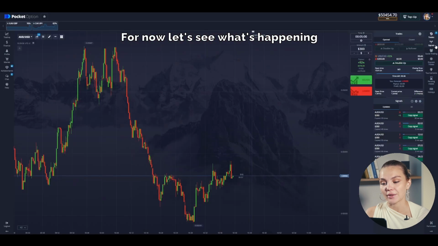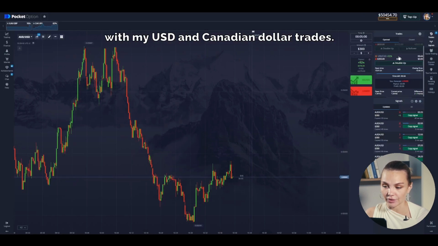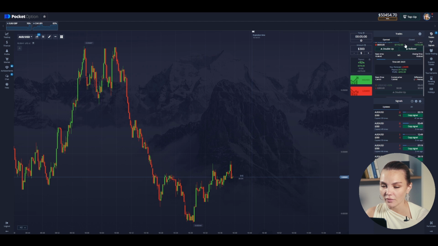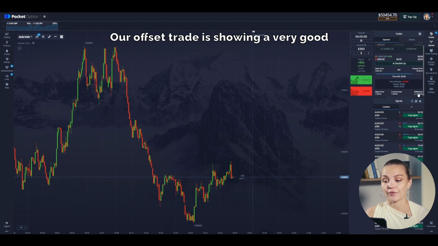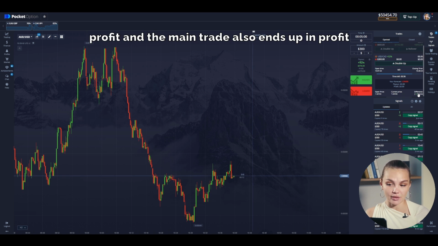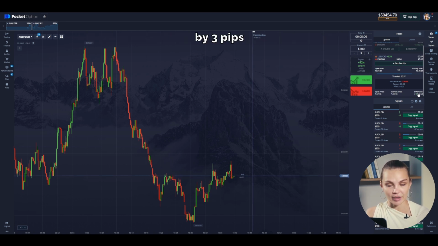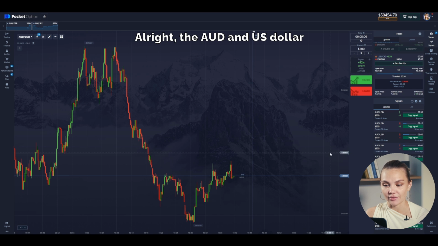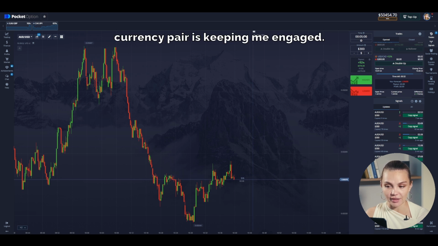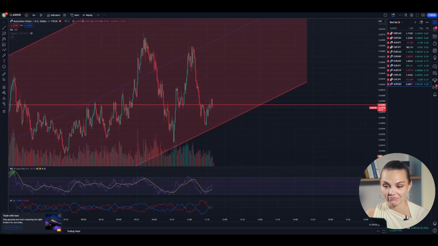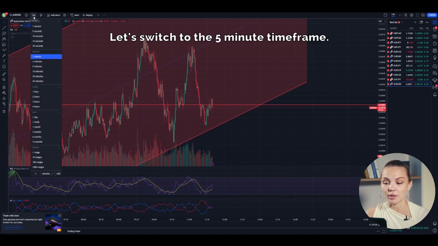For now, let's see what's happening with my USD and Canadian dollar trades. Here everything looks good. Our offset trade is showing a very good profit, and the main trade also ends up in profit by 3 pips. Alright, the Australian dollar and US dollar currency pair is keeping me engaged. Let's switch to the 5-minute time frame.